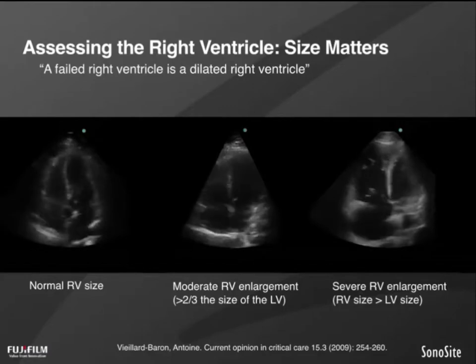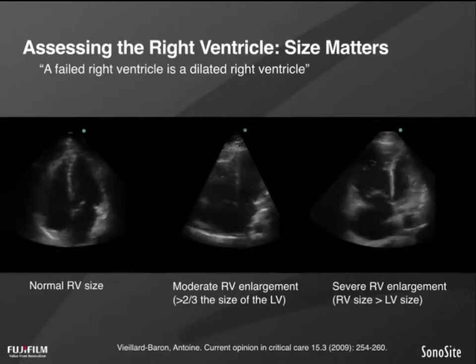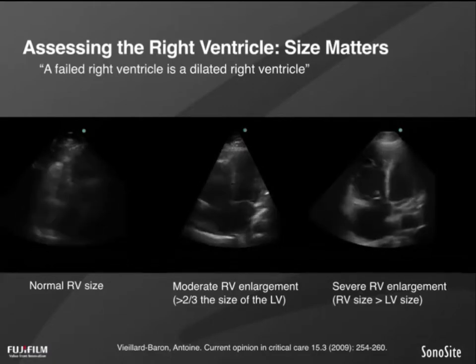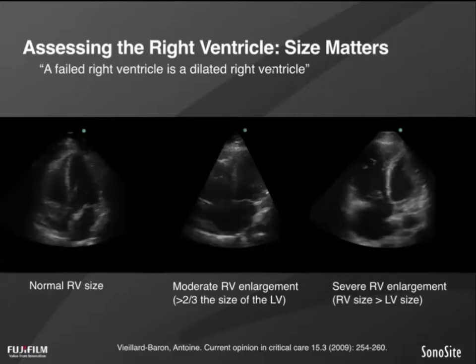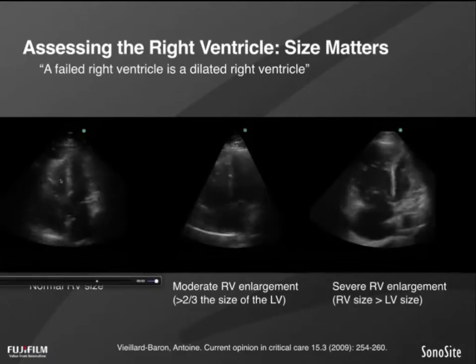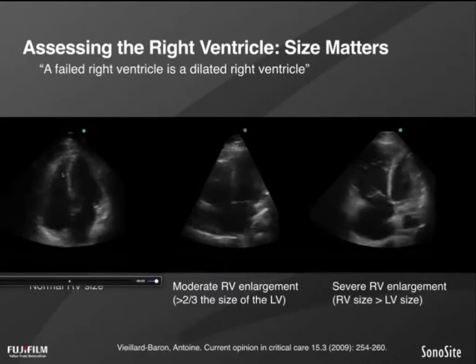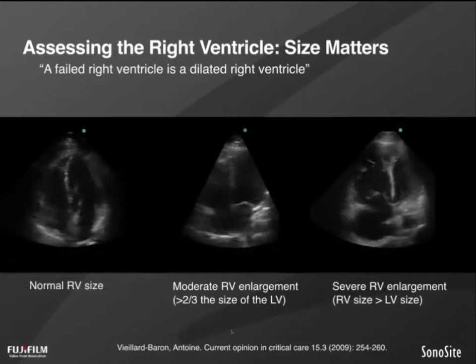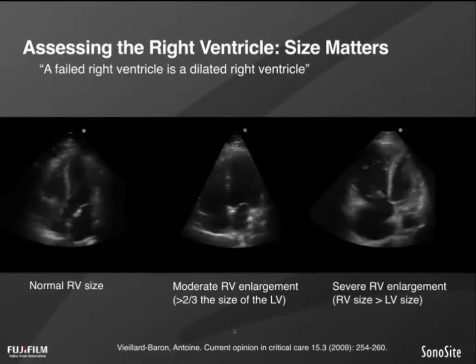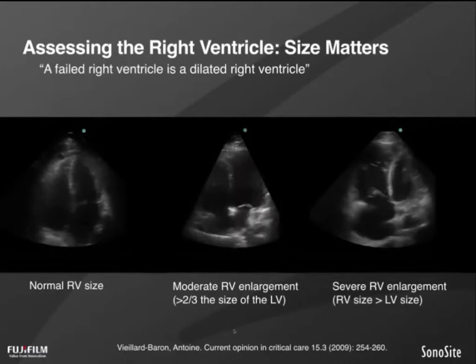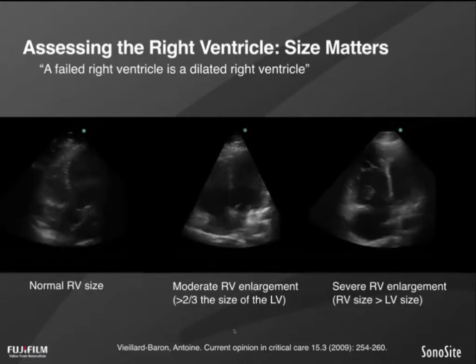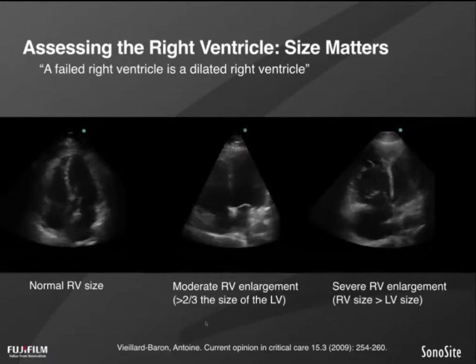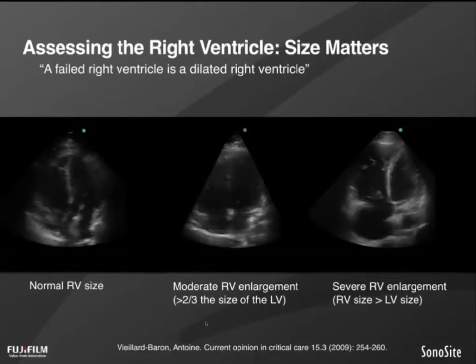Again, this is an eyeball approach, no need for calipers or measurements here. You simply need to identify whether or not the right ventricle is less than or equal to 2/3 of the size of the left ventricle, such as in a normal scenario here. Or is there moderate RV enlargement, where the right ventricle is more than 2/3 the size of the left ventricle, but is not yet the dominant chamber and is less than or equal in size.